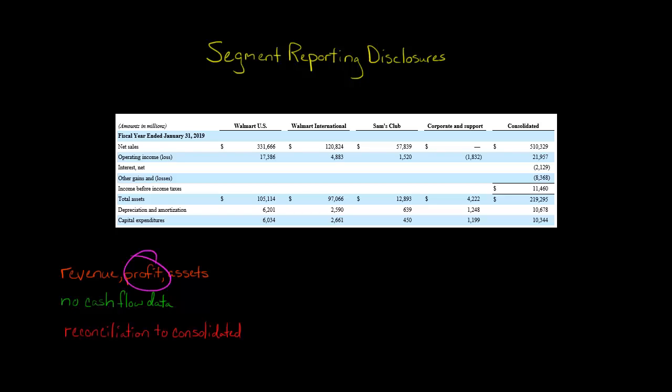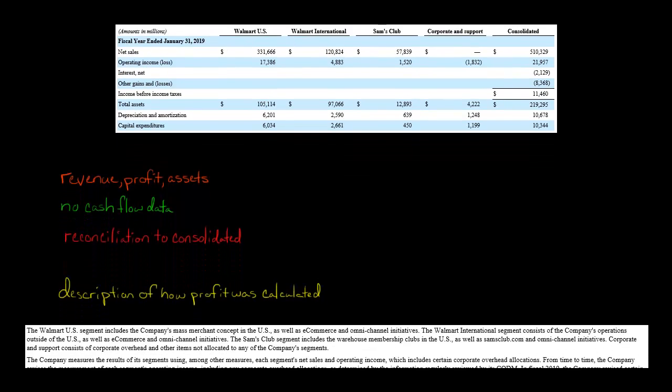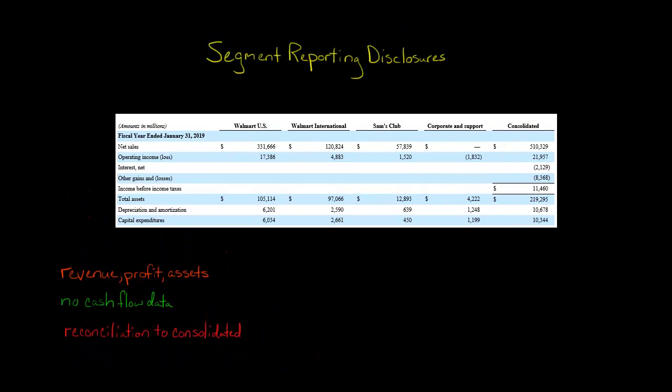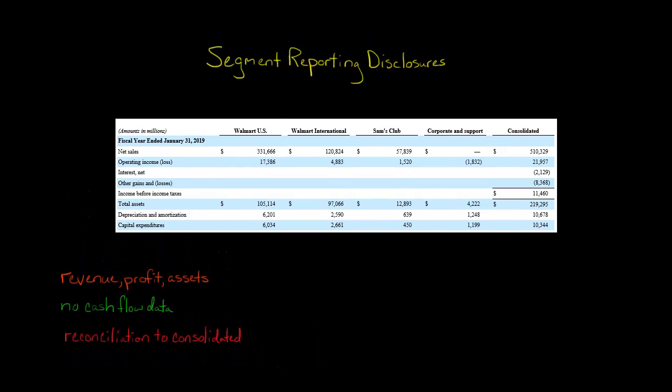Now, when it comes to profit, we see here that Walmart has got operating income, aka operating profit. You know what that is from financial accounting. They do mention in their disclosures, when they're talking about how the operating income was calculated, they say it includes certain corporate overhead allocations. What does that mean? It means there are certain things, like for example, the CEO's salary. The CEO of Walmart as a whole, maybe they say a third of that salary should be expensed to Walmart US, a third to Walmart International, a third to Sam's Club. That's just a hypothetical, but it gives you an example of how you would take a corporate level cost and allocate it among the different segments.